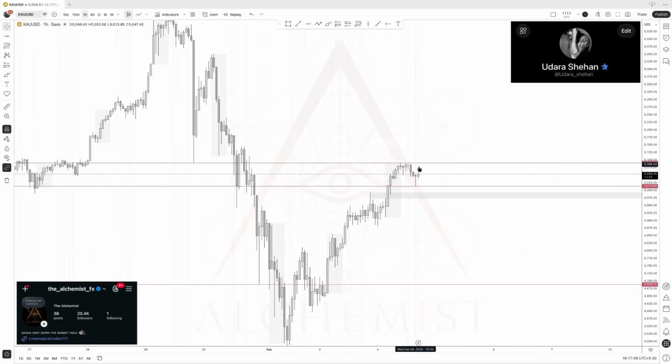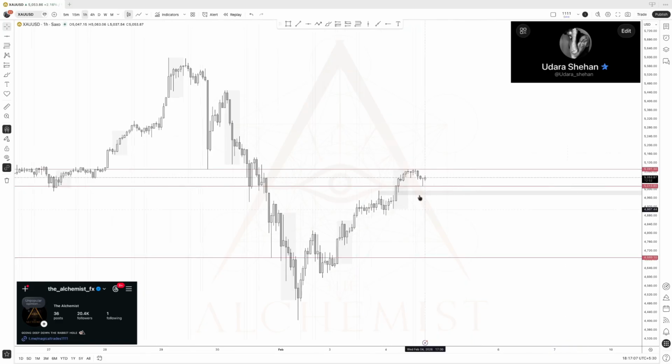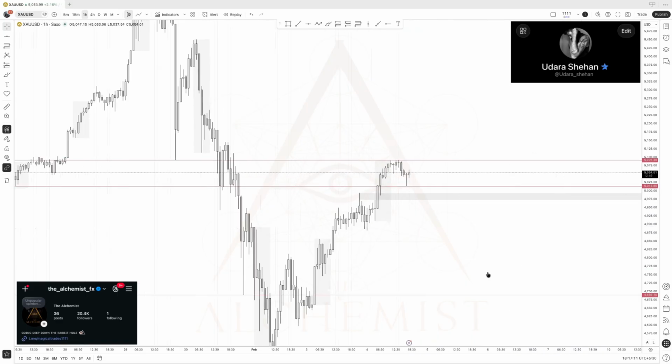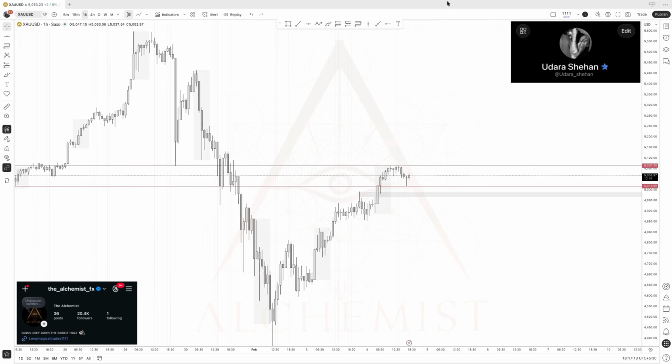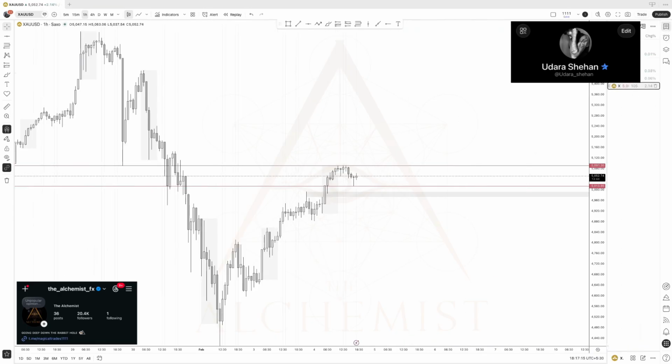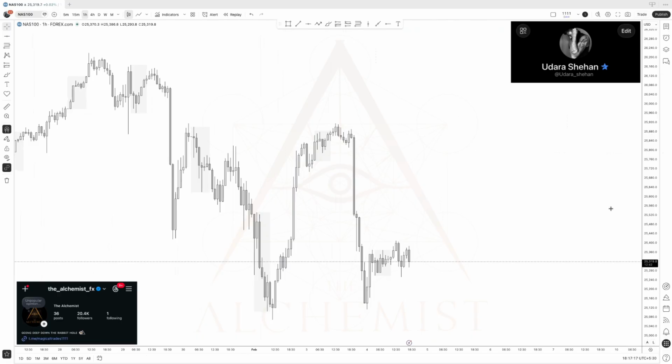That's it. I'm not going to look for any shorts. I'm looking for buys once it runs below the London low. So we'll have the level marked out and let's see what is going to happen. And then let's go to NAS 100.